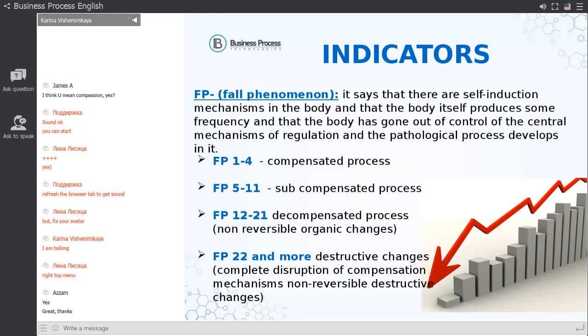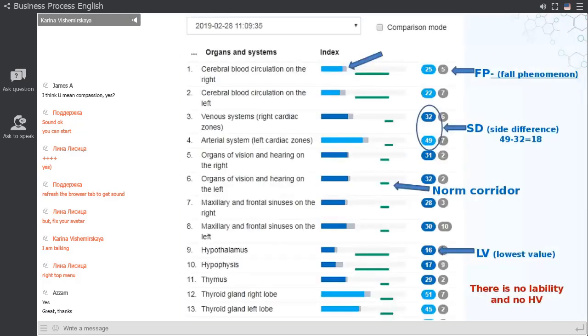Let's talk right now about some things which are more serious. These are indicators we will be using to read the report. I will show you real quick how our diagram looks, so you can take a look. We will be talking about these diagrams about organs and systems and the indicators we use to read them.